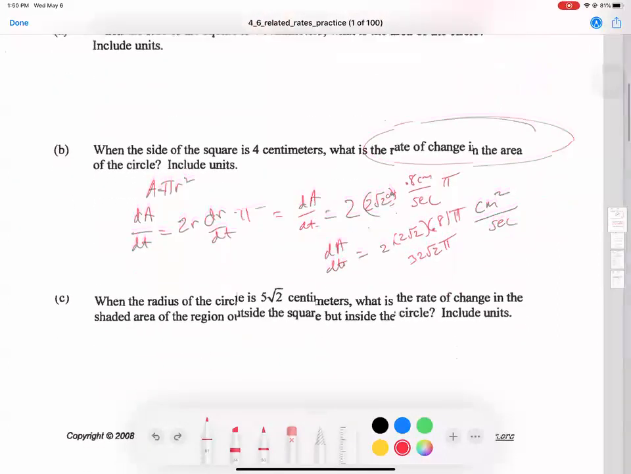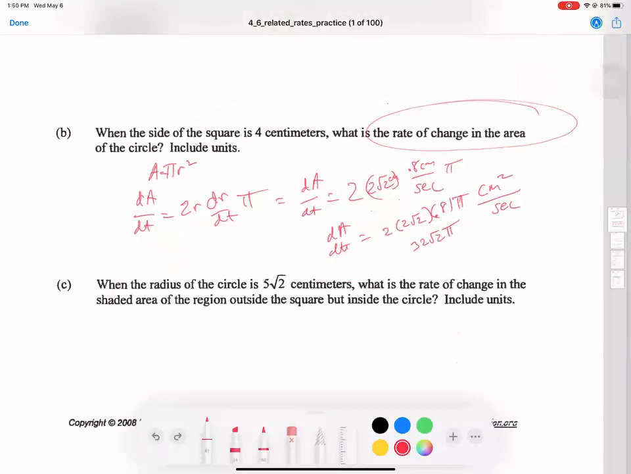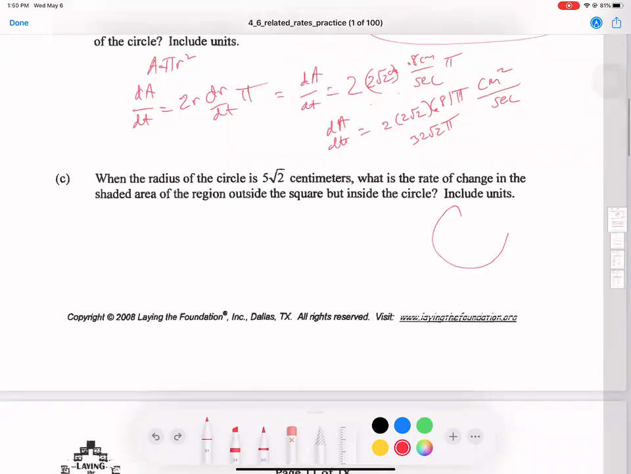Okay, let's take a look at C. When the radius of the circle is 5 square root of 2 centimeters, what is the rate of change in the shaded area of the region outside the square, but inside the circle? Oh my goodness. Okay, so we have a circle, we have a square, and we have the shaded region, which is outside the square, but inside the circle. I'm going back and actually rereading this part. What is the rate of change in the shaded area?